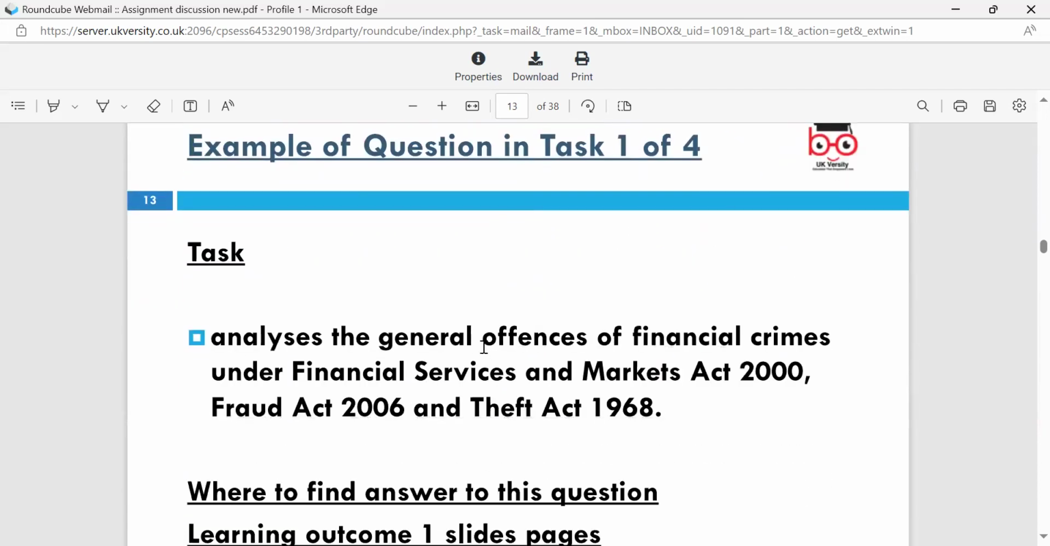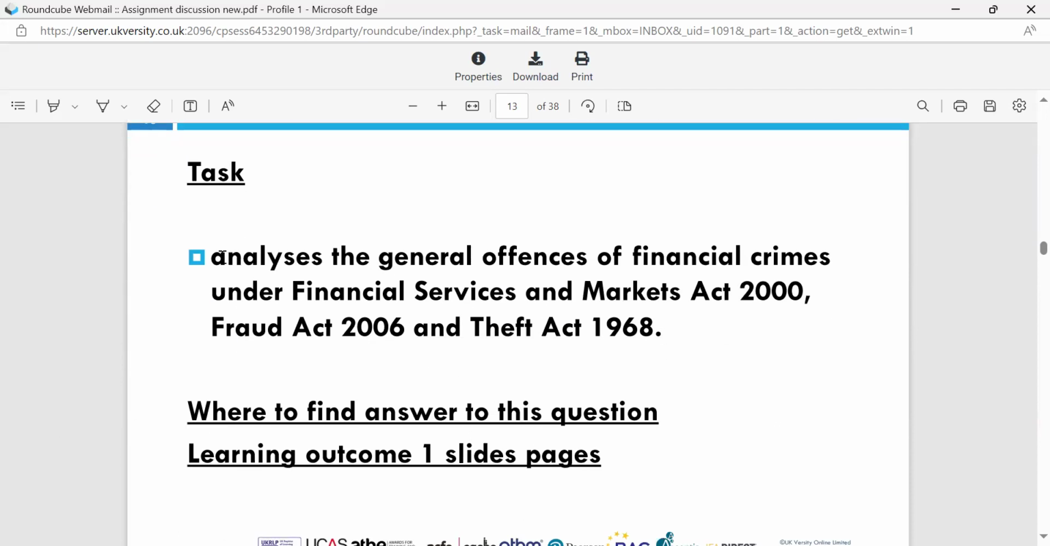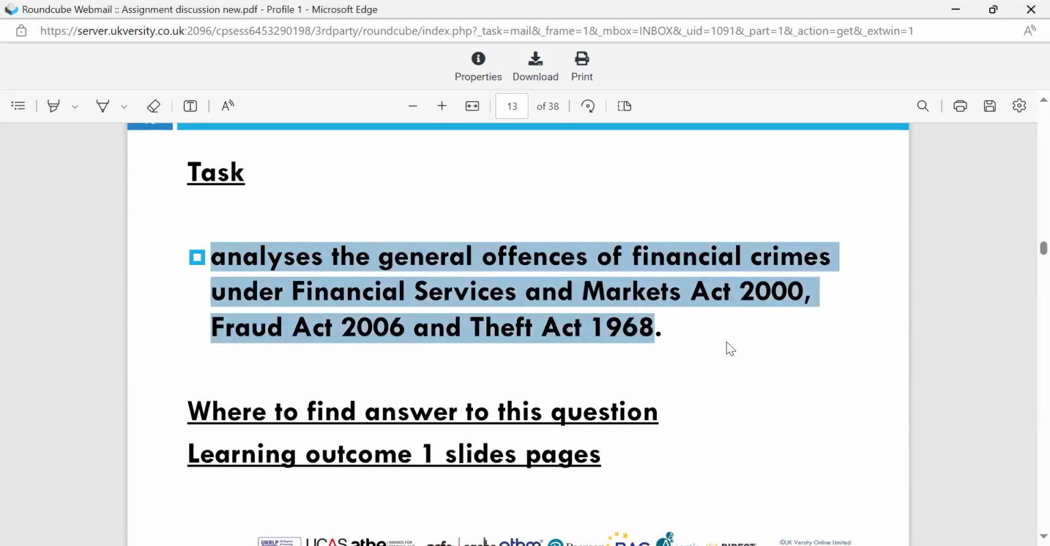So, example of a question in task 1. I've just pulled out a question for you to look at, whether we could analyze, where you'd find this answer within Learning Outcome 1. Within Learning Outcome 1, you'd look at analysing the offences in regards to the Financial Services Act and the Fraud Act. You would look at slides 7 onwards, and that will look at all the financial crimes and the general offences.